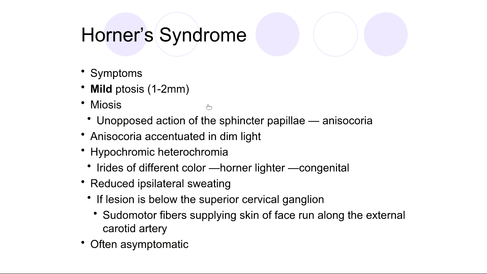All right. You also have hypochromic heterochromia, which means the iris may appear lighter in one eye. When it appears lighter in one eye, the affected eye is the eye with the lighter iris, and this is usually in congenital Horner syndrome. Another sign is that you may have reduced ipsilateral sweating, and this is if the lesion is below the superior cervical ganglion. But Horner syndrome is usually asymptomatic.